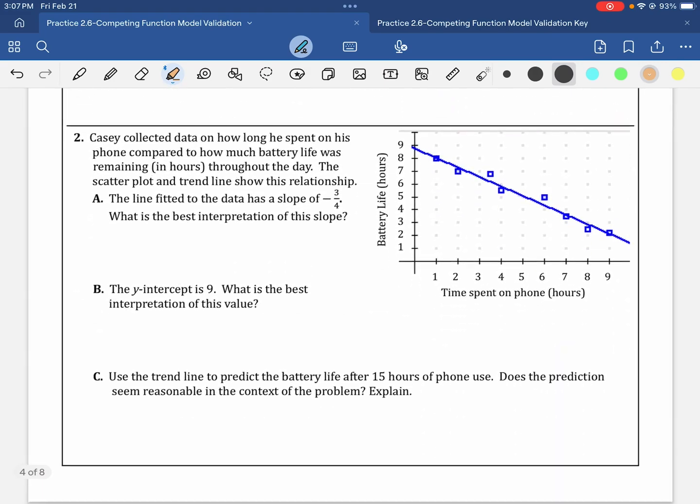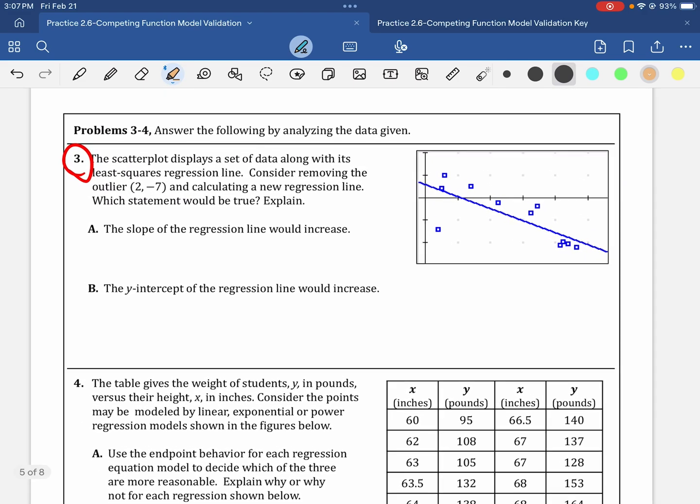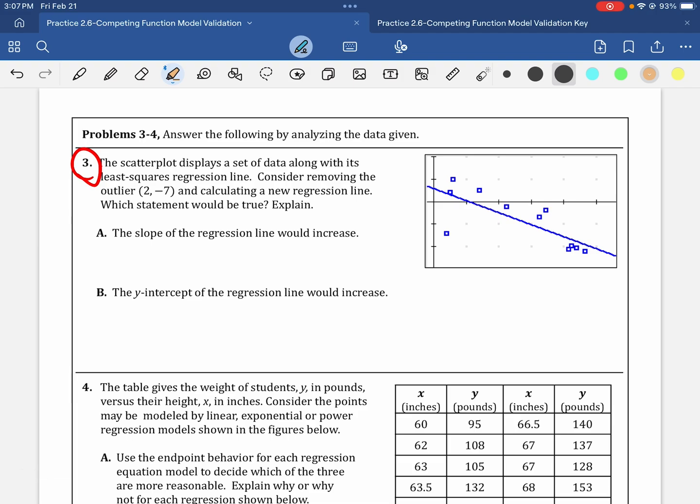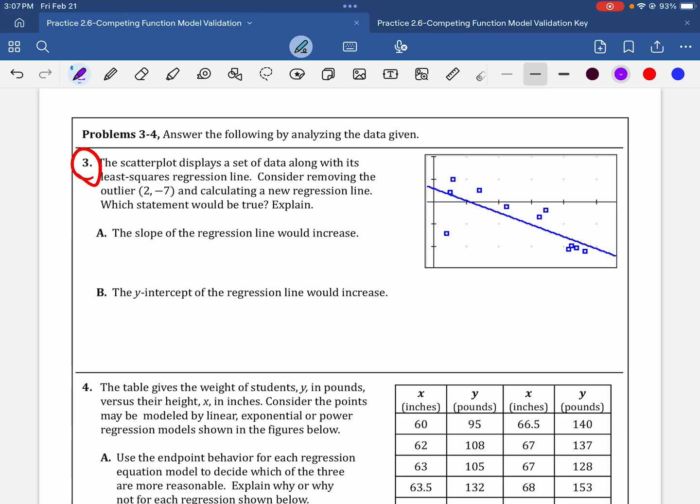Okay, in set 2, the request was problem 3. And let's look at that one. Problem 3 is not a whole lot of work, so let's read it. So it says the scatter plot displays a set of data along with its least squares regression line. Don't worry about that. That is just the linear regression line. I guess she used to teach stats, or maybe she still does, because that's what you do in stats. It's just the same thing as linear regression, so don't freak out about that.